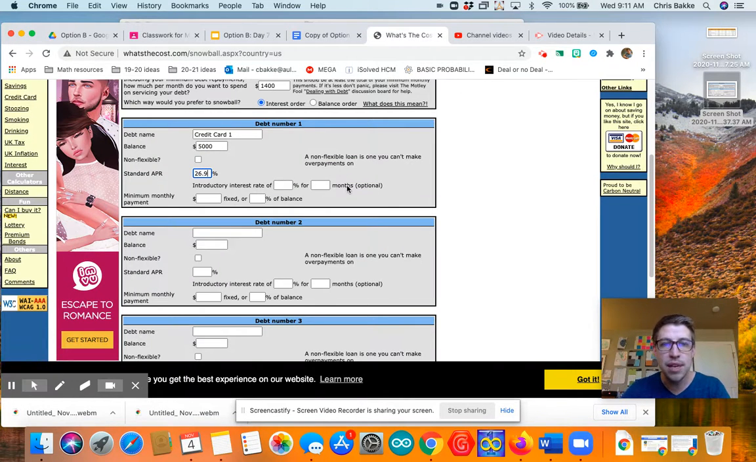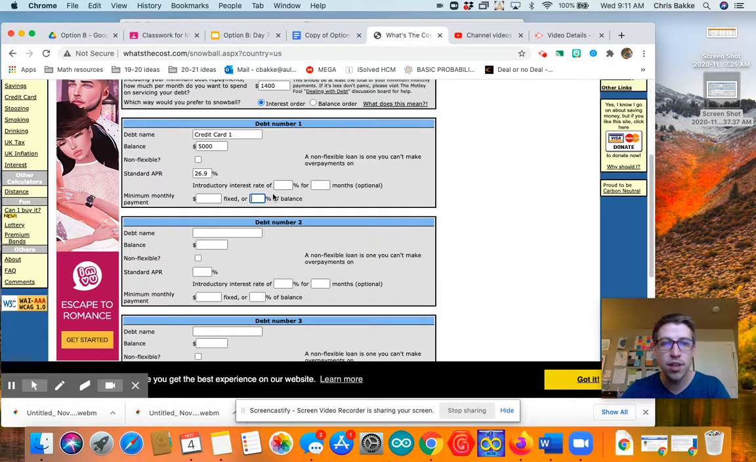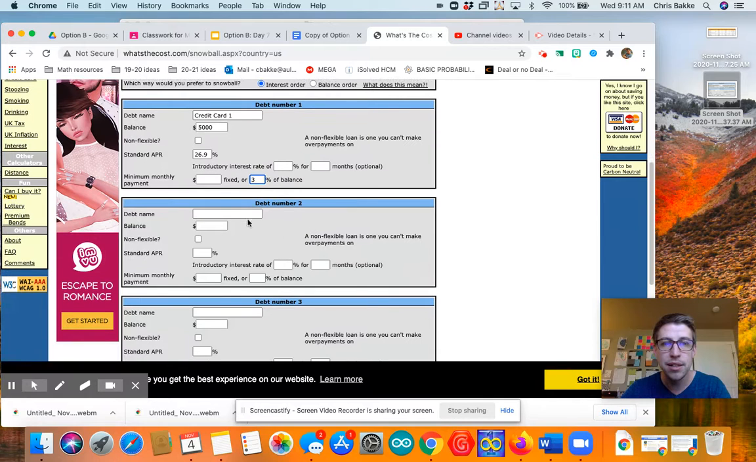We are going to skip the intro rate, and then you are going to fill in how much you're either going to pay per month or what percent of your balance. In this example, guys, we're going to assume for both of your credit cards, you're only going to do the minimum payment, which is only 3% of what you owe the credit card companies. So over here, we're going to choose this 3% option instead of that and leave that first box blank. And now we'll fill out the rest.